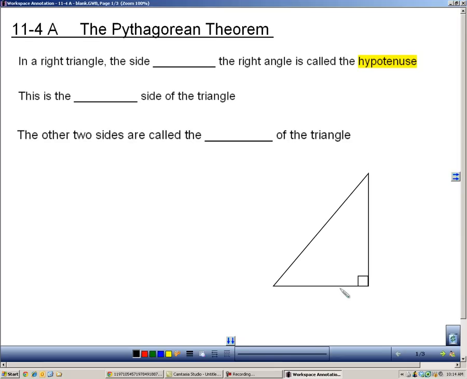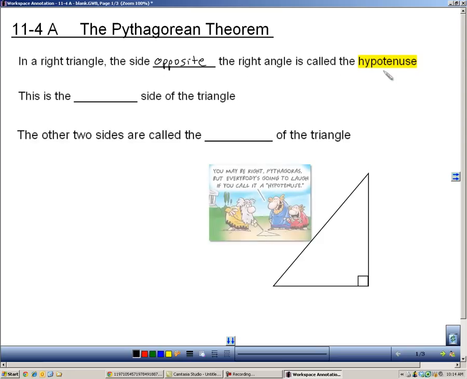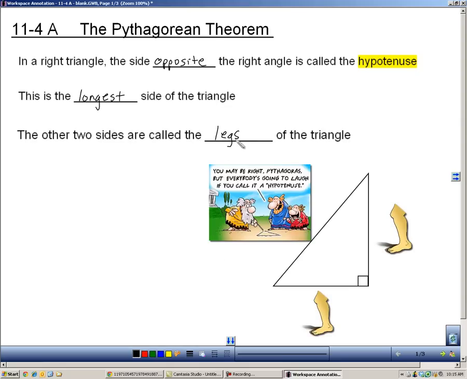If you have one of those, then the side that is opposite the right angle is called the hypotenuse. So if it's across from the right angle, it's called the hypotenuse. This is the longest side of the triangle. And then the other two sides, the two sides that are shorter than the hypotenuse, are called the legs. So these terms set up the building blocks for what we're going to learn about the Pythagorean Theorem.